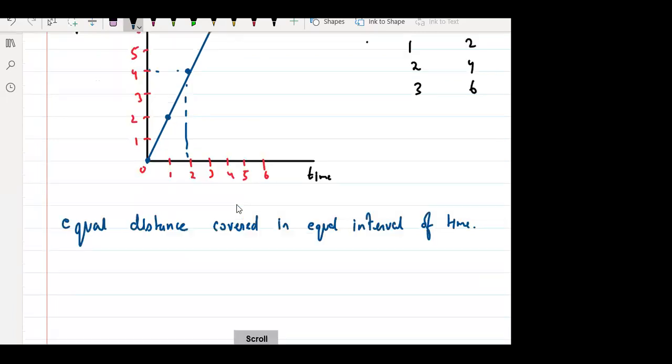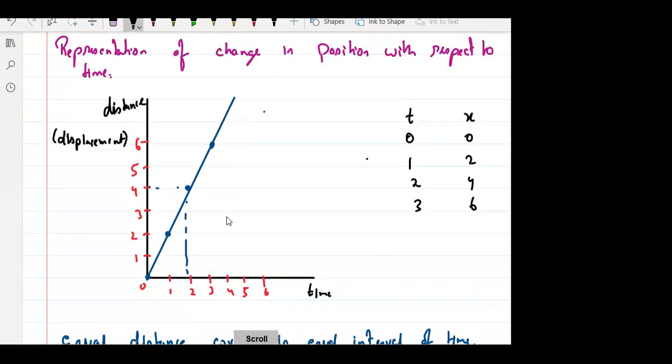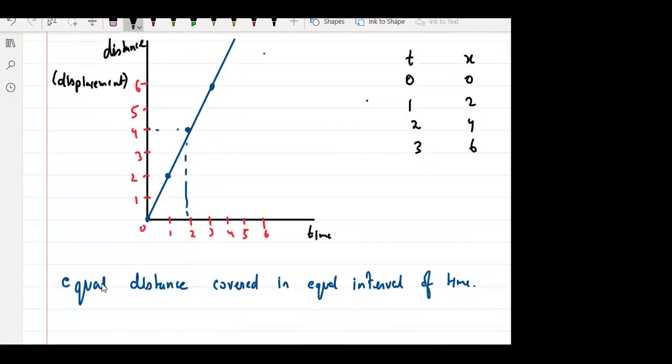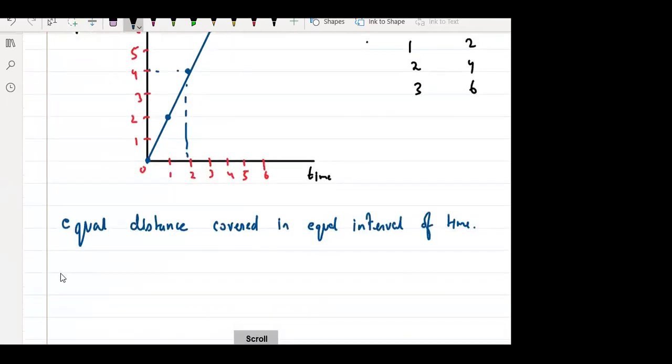So uniform motion. What's the meaning of uniform motion, sir? If any object covers equal distance in equal interval of time, then it is a uniform motion, right? And the graph is a straight line, है ना? So the xt graph, the distance-time graph, will be a straight line. Okay, very good.